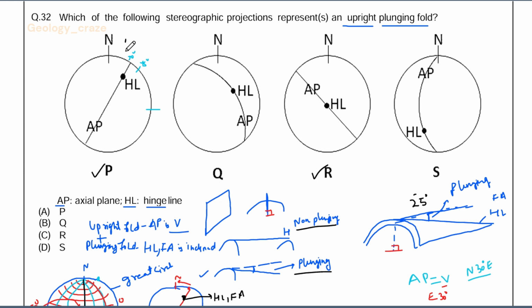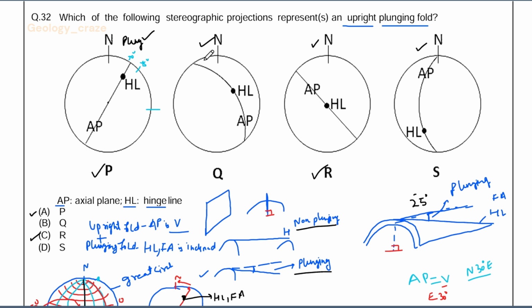In all the cases our point is within the circle, so all folds are plunging. This one is plunging, this one is also plunging. All are plunging. But we need upright also. For upright, our axial plane line should pass through the center. So these two are the right options, like our P and R are the right options. Now our question is solved, but we will add some more information.